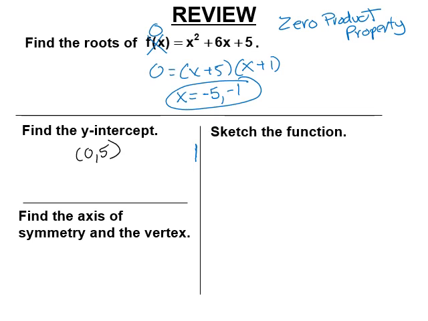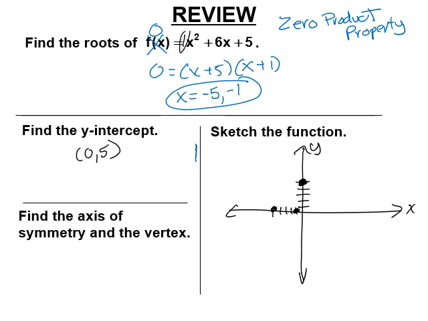So let's draw a sketch of this function. There's the y-axis, there's the x-axis. It has a y-intercept of (0, 5). The roots are at -5 and -1. We also know it opens up because it's a positive number in front of x squared. We also know where the axis of symmetry is, because the roots are symmetrical. So the axis of symmetry is located at x equals -3. That's midway between -5 and -1, the roots.